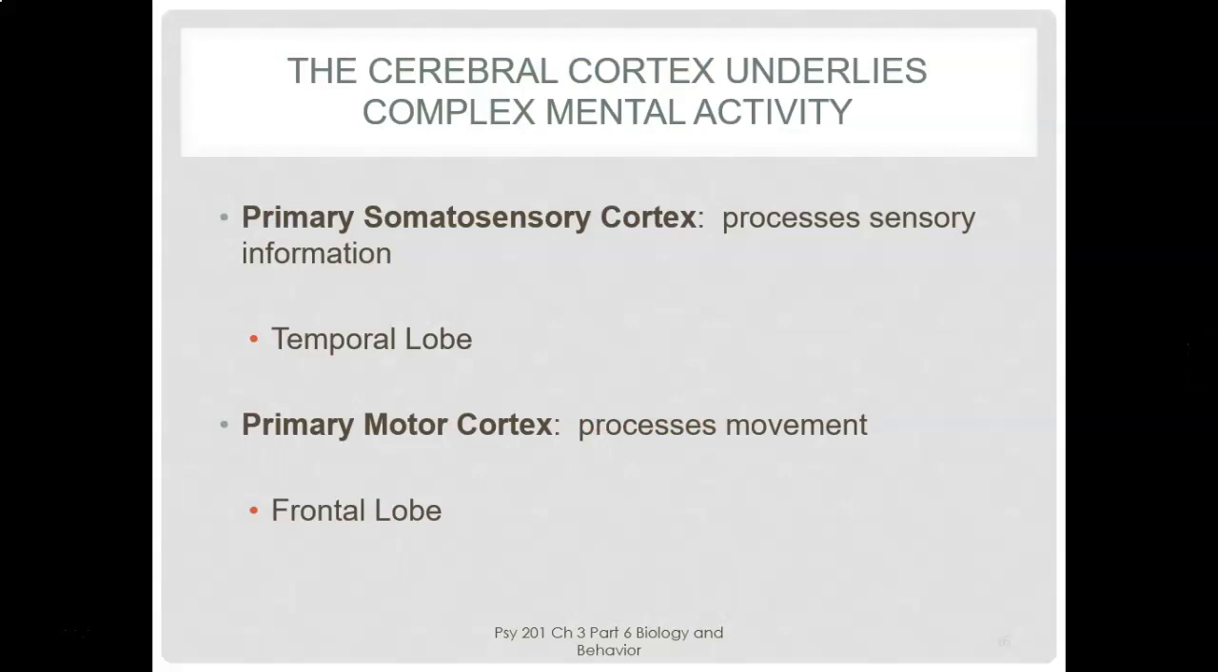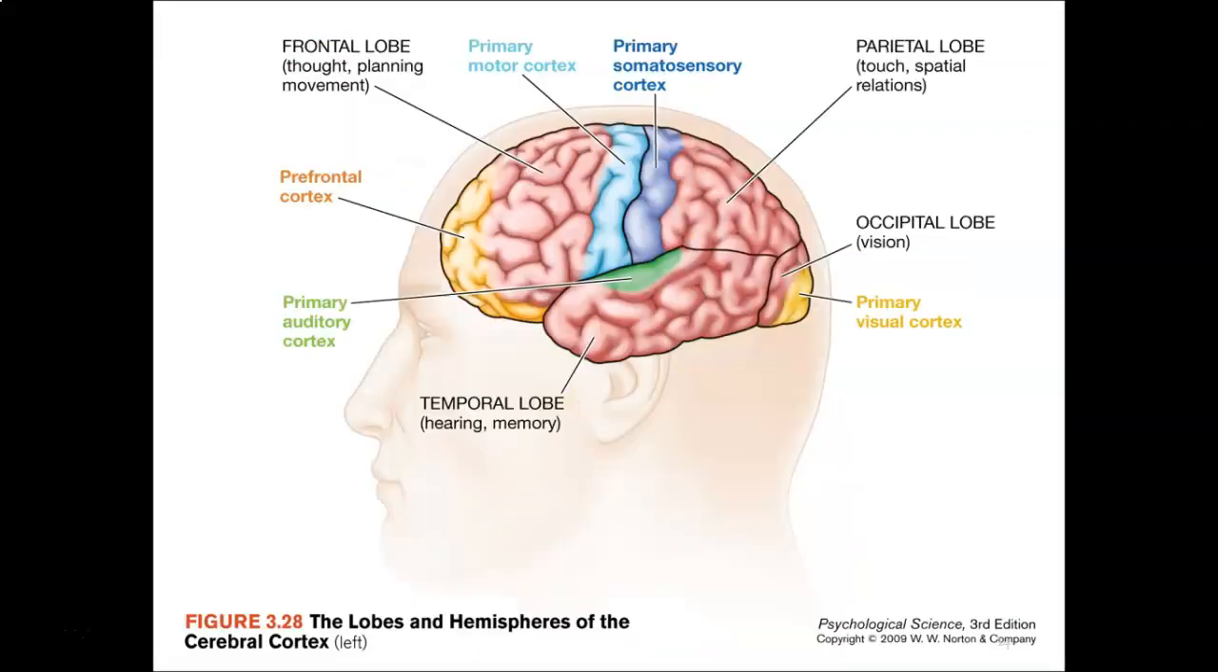Then we get to the primary somatosensory cortex and the primary motor cortex. So now we've looked at the four lobes. We've looked at the frontal lobe, parietal lobe, occipital lobe, and temporal lobe. Now I want to look at cortexes. A cortex is a specialized area on each lobe that is fine-tuned for certain human behaviors, emotions, and motivations.